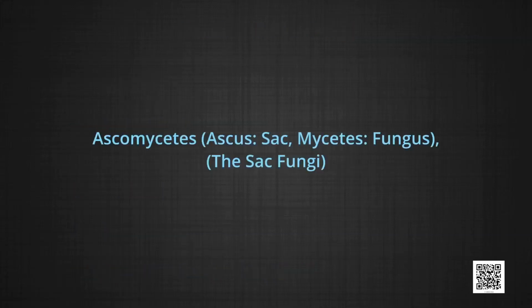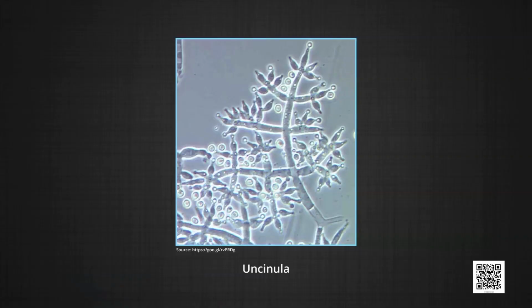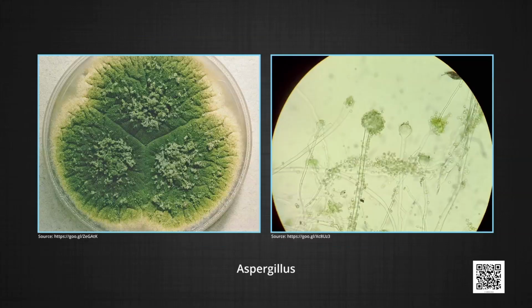Ascomycetes. Ascus means sac and mycetes means fungus. They mean sac fungi. The fungal forms included under Ascomycetes are commonly called sac fungi. These fungi are unicellular or multicellular, haploid, parasitic or saprophytic in nature, like Penicillium and Aspergillus. Some parasitic forms of Ascomycetes cause disease in plants, that is, pathogenic in nature. For example, powdery mildew, the black mold known as Aspergillus, and blue mold known as Penicillium.